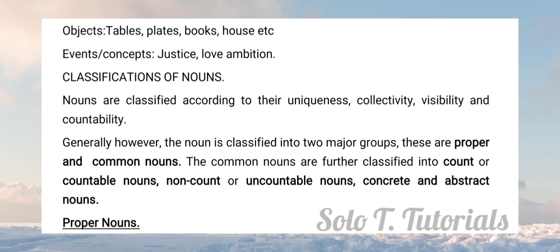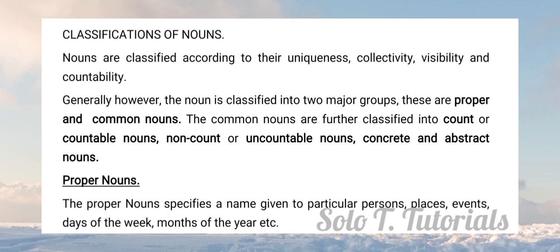Generally, however, the noun is classified into two major groups, which I've listed here, and these groups are proper and common nouns. The common nouns are further classified into count or countable nouns, non-count or uncountable nouns, concrete and abstract nouns. So let's get to the explanation of these basic classifications of noun, and we'll begin with proper nouns.